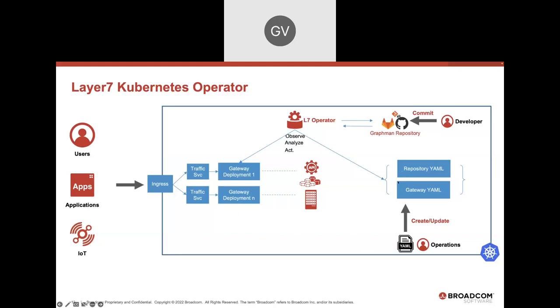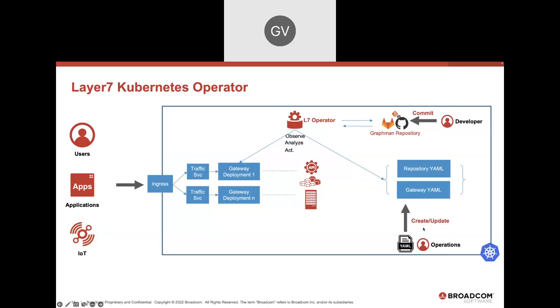As mentioned, we've got two custom resources. So we've got the repository custom resource, and the gateway custom resource. The process that we'll follow today is actually going to be to deploy the Layer 7 operator. So we'll do that live and hopefully not run into any problems. I'll be operations and I'll be developer today.